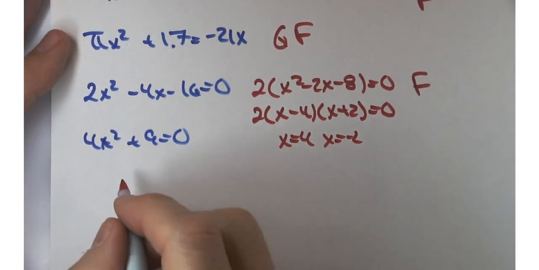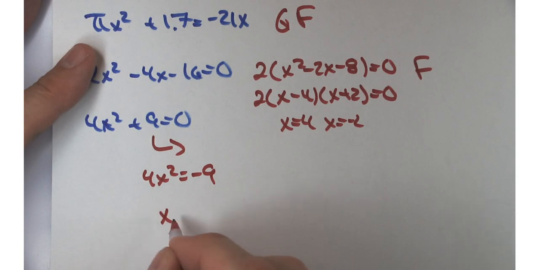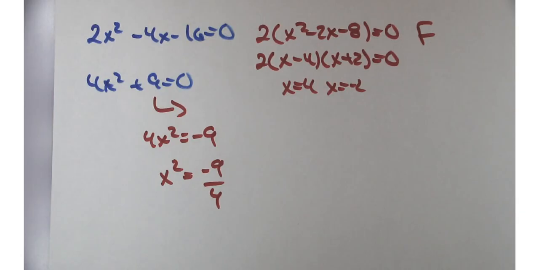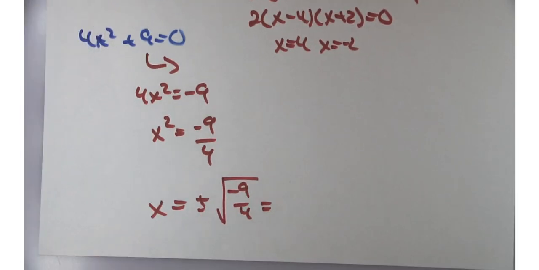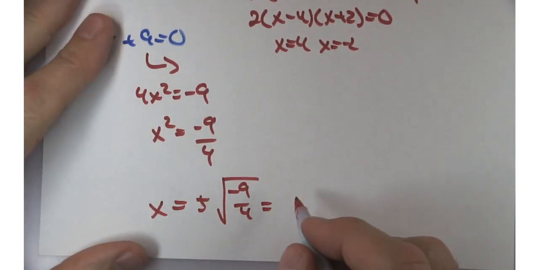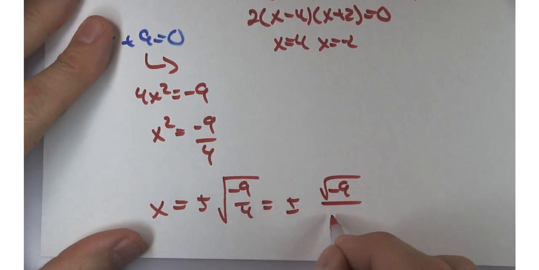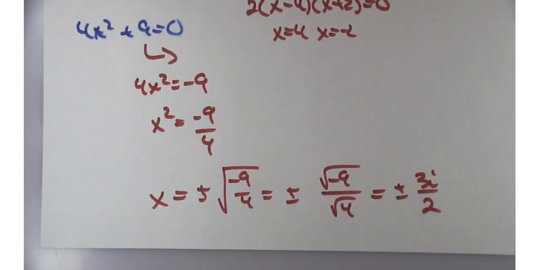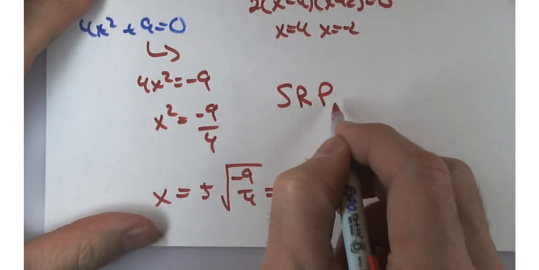But what about if I just move the 9 to the other side? 4x squared equals negative 9. Well, I could divide both sides by 4. Now what can I do? Take the square root property. Use the square root property. You get x is plus or minus the square root of negative 9 fourths. What's the square root of negative 9 fourths? 3i over... well done. Break it up into square root of negative 9 over square root of 4, which is 3i over 2, as Josh was saying. Nice. So this one, I would expect people to do the square root property on that one, for sure.